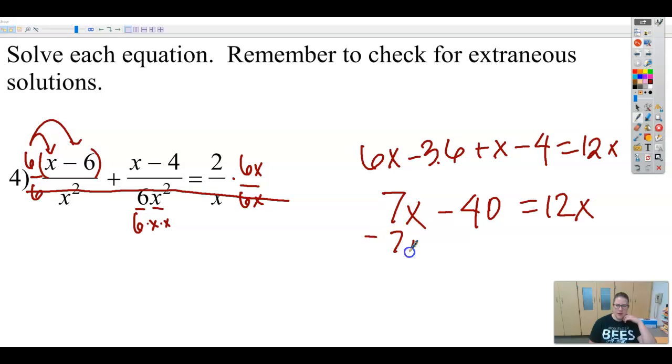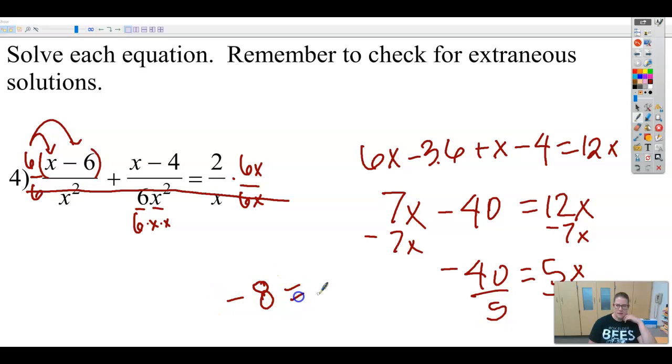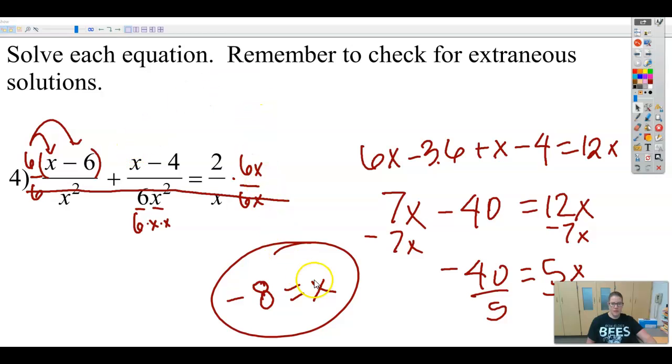Let's go ahead and subtract 7x from both sides here. So that would give me negative 40 equals 5x, and then just divide by 5. So negative 8 equals x. Once you know what x is, make sure that if you were to plug it back into the original, you won't get 0 in the denominator, which we won't. So we're good there.